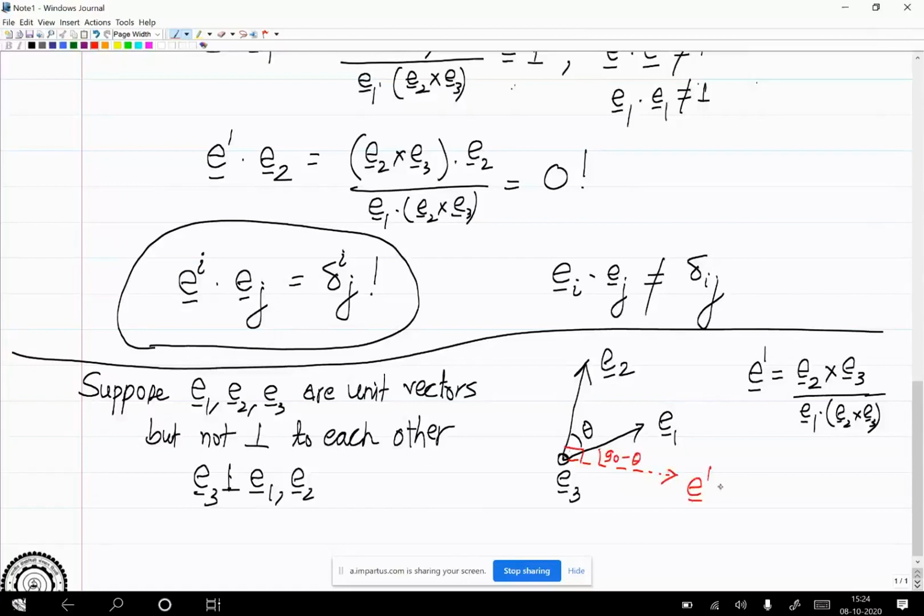And what is the magnitude of E super 1? The magnitude of E super 1 is not equal to 1. What will it be equal to? You know that E super 1 dot with E sub 1 has to be equal to 1. But the angle between them is 90 minus theta, so when you dot it, you get sine theta. So the magnitude of E super 1 must be 1 by sine theta, isn't it?